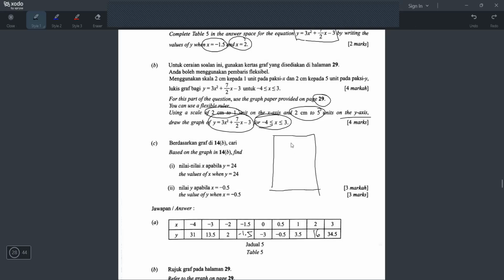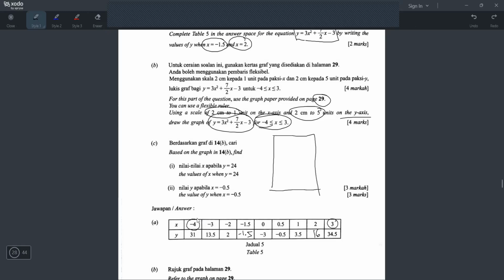Okay, I always teach my student like this. When you want to draw your y-axis, look at your x value, right? The smallest is negative 4, the highest is 3, right? So it means your y-axis, you cannot draw here, right? Because if you draw here, there will be no space for you to plot the negative 1, negative 2, negative 3, negative 4. So that is why my tip is when you draw the y-axis, look at your x value, right?